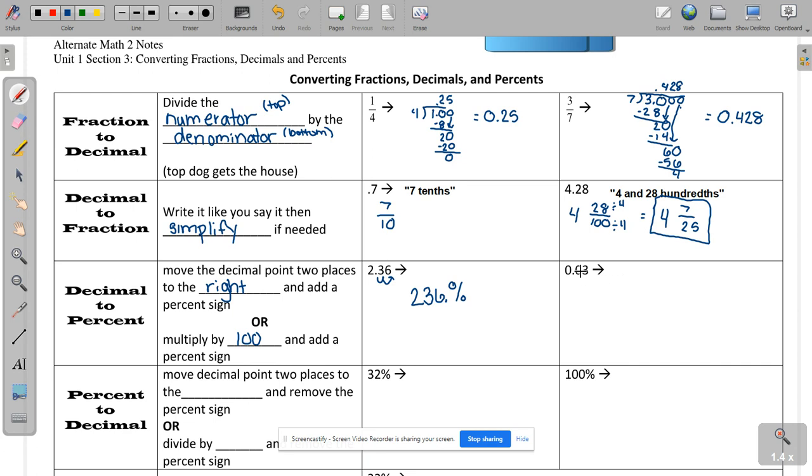The next one we have 0.03. We move the decimal 2 places to the right. Our decimal point moves. And then we write 3 decimals to the right of it. Nothing else is over there except our percent sign. So 0.03 changed to a percent is 3%.